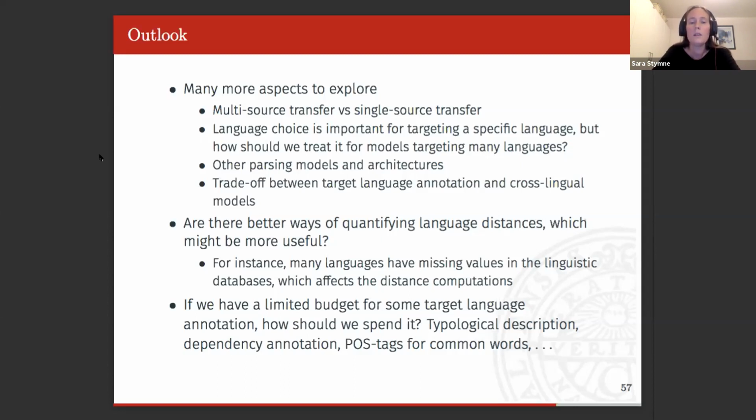Another interesting question is, if we have a limited budget for some target language, if we have an expert but can only pay them for a few hours or a day of work, how should we spend that in the best way? Is it better to get the typological description of a language? Is it better to create a dependency annotation for a few sentences? And if so, how should we select those sentences? Maybe some kind of active learning? Or maybe it would be really useful to have the POS tags for a set of common words, which would probably be faster. I think this is quite a realistic scenario, so that would be a very interesting line of work that connects to what we talked about today, and how to combine some kind of partial information into the parsing model.